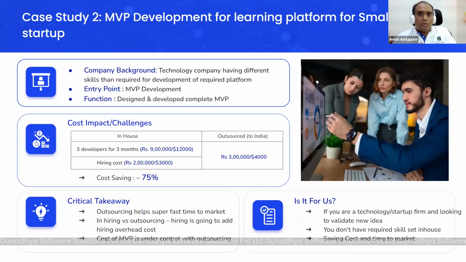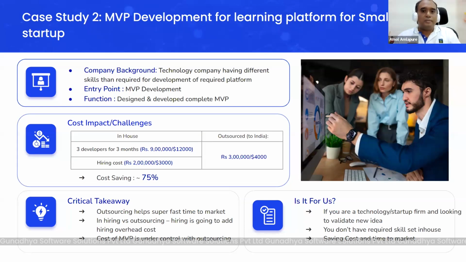So, moving on to the next case study. This one is also a startup case study, but I wanted to cover a different angle here. I chose an Indian client for this, just to make the point that outsourcing need not always be offshoring. Definitely offshoring is a major factor, but outsourcing need not always be offshoring.